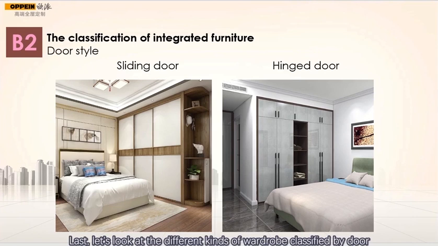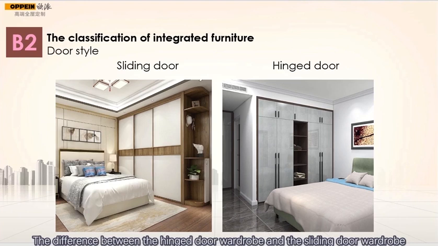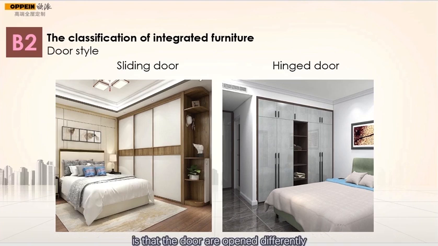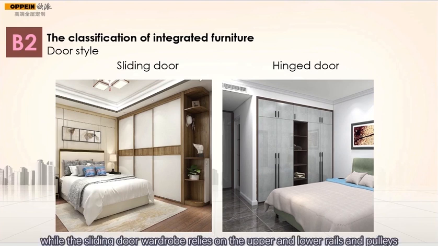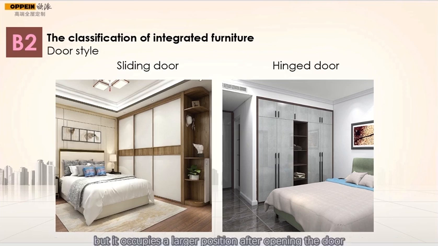Last, let's look at the different kinds of wardrobe classified by door. The difference between the hinged door wardrobe and the sliding door wardrobe is that the doors are opened differently. The hinged door wardrobe relies on hinges to open the door, while the sliding door wardrobe relies on the upper and lower rails and pulleys to push the door open. The hinged door wardrobe is more convenient to use and has a larger view range, but it occupies a larger position after opening the door, reducing the space utilization rate.